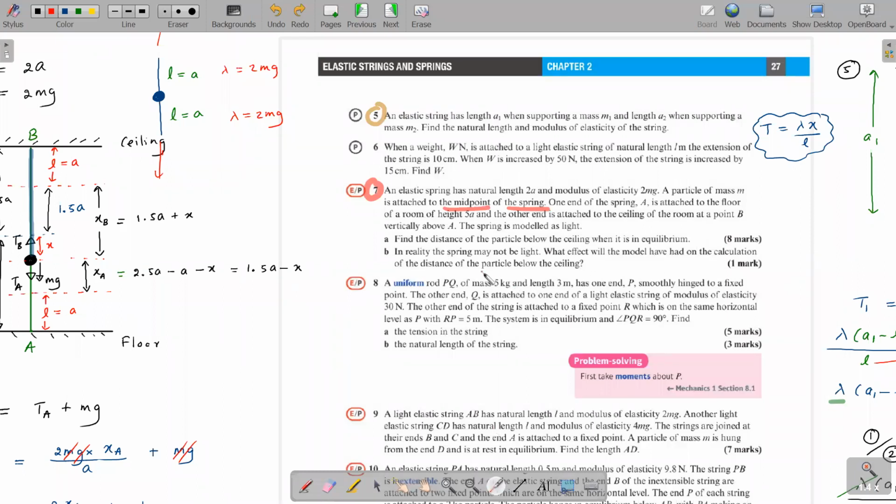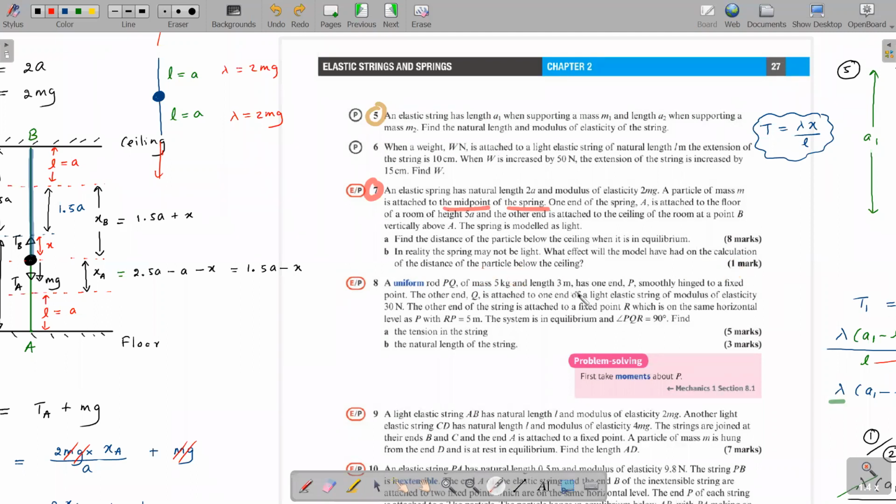Okay, so then in part B, they say in reality the spring may not be light. So the spring may not be light means the spring may have its own mass. That's what they mean. Normally, all the questions we work with here use light springs and light strings. So here they say in reality the spring may not be light, which means it has its own mass. What effect will the model have had on the calculation of the distance of the particle below the ceiling? They are just asking about the distance. They just want a comment for 1 mark.